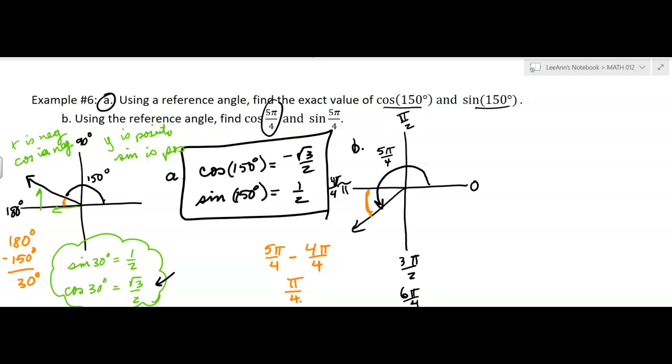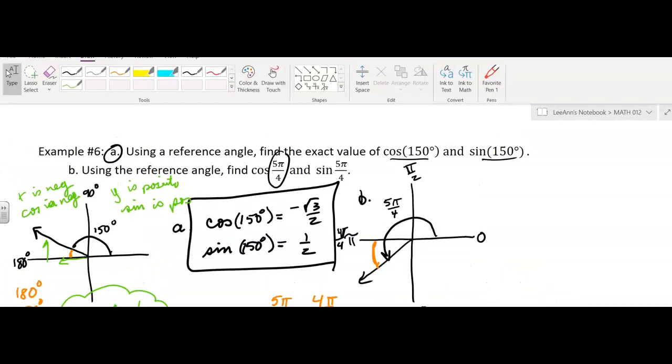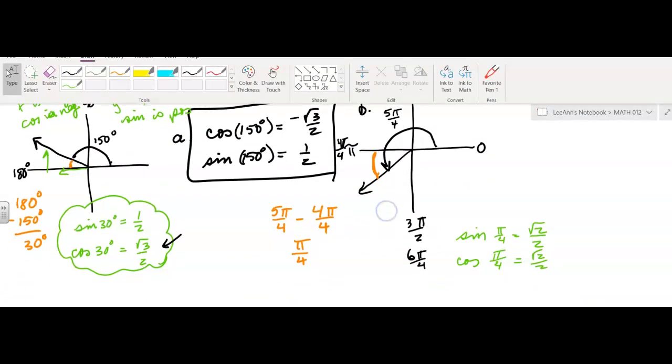Okay, so I need a reference angle of pi over 4. So in my thinking cloud, I say, well, what is the sine, I always start with sine, of pi over 4. That's the square root of 2 over 2. Secretly in my mind I was thinking 45 degrees. Cosine of pi over 4 is also the square root of 2 over 2. This is my thinking cloud, okay? It's not the answer, it's the reference angle.